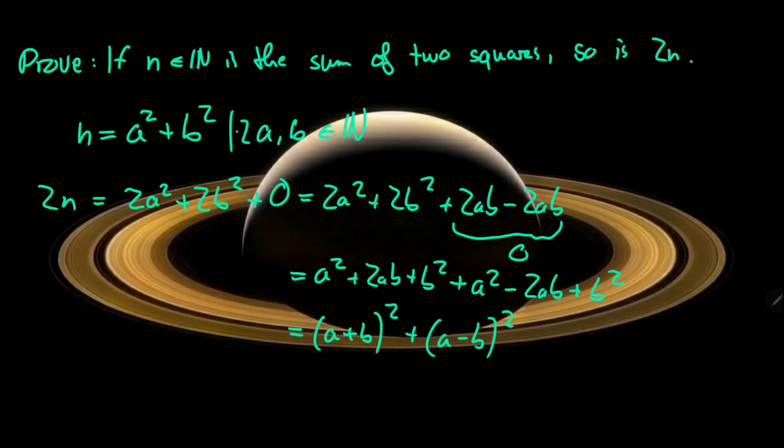And if a is smaller than b, we could also write this as b minus a, and we would have a natural number. And in fact, we have shown that 2n can also be written as the sum of two squares.